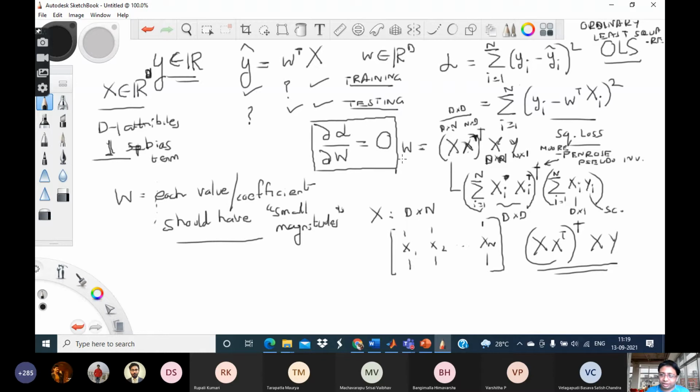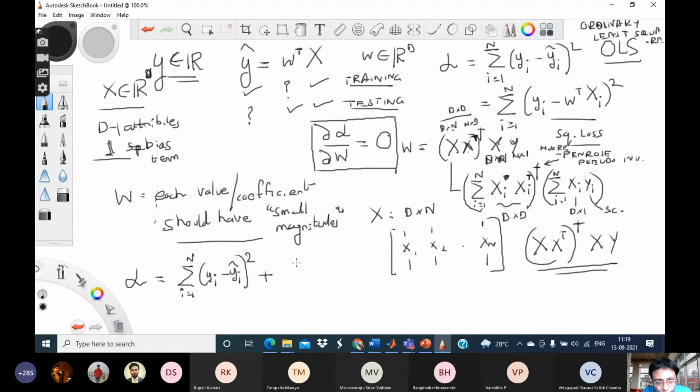My objective is not only to reduce the error, but I have a different objective also, namely to enforce the particular structure which I want on W. In this case, that particular structure is that each value or coefficient should have small magnitudes. So what I do is as follows. I redefine my loss function. The first component of the loss function is what it was already, namely the squared error. This is basically to fit the model onto the data.